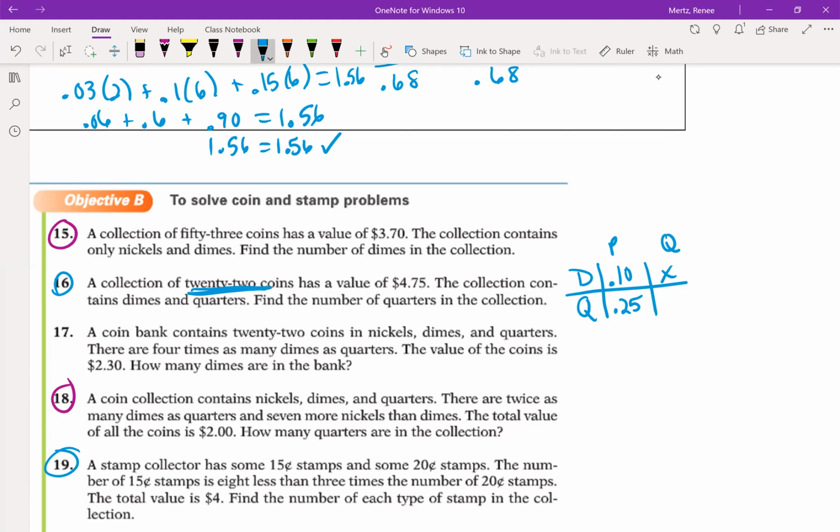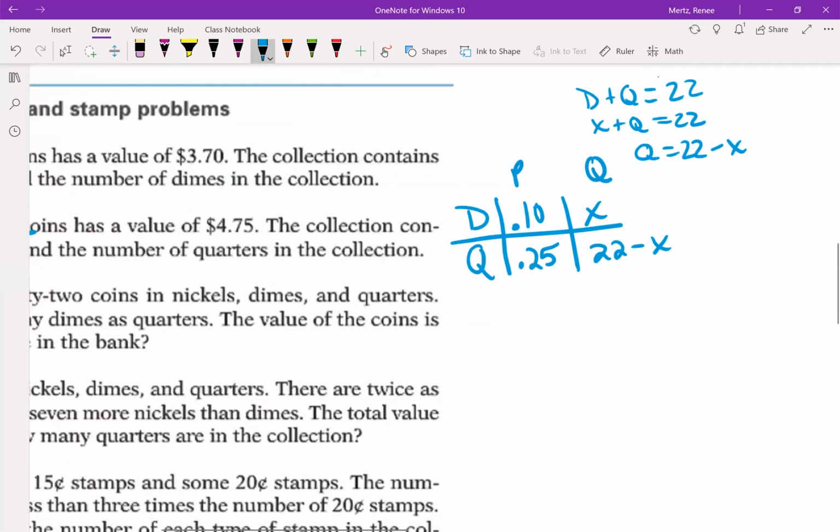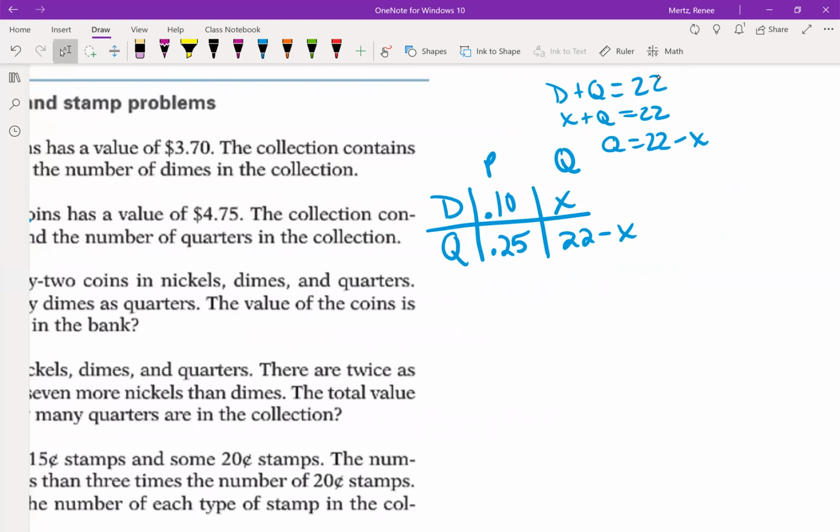What would quarters be? If you remember off to the side, dimes plus quarters equals 22. I call dimes x, plus quarters, solve for quarters. Quarters is the total, 22, minus how many we used. So the tricky part of this problem is our let statement: 22 minus x. Now our total money was $4.75.